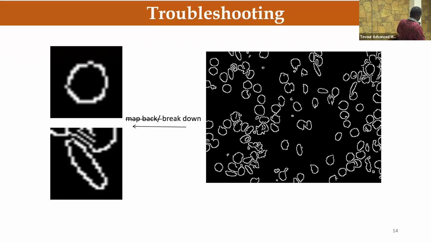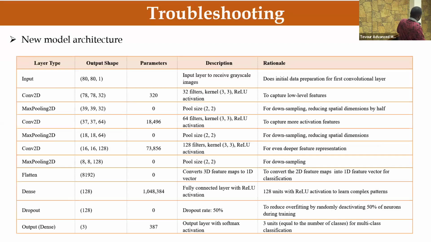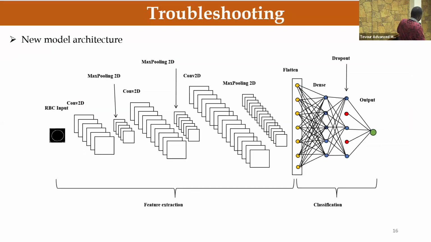So we built a new model. Now, this is a little bit different. I may not go into the details. This had 3 convolutional layers, 3 max pooling layers, flatten and dense, dropout, and then the output, classifying into 3 classes. This is the architecture. Inputs a red blood cell image, the different layers here and there, and then flatten and whatever.